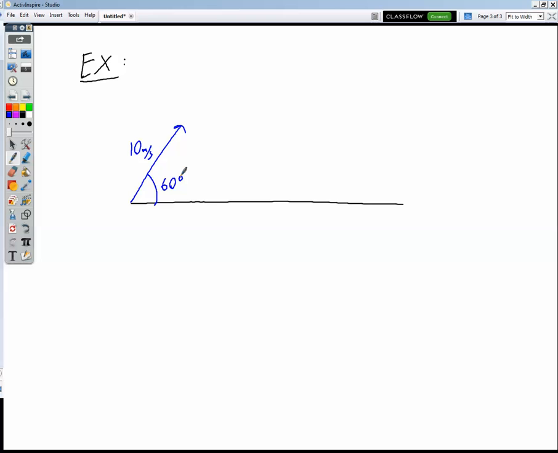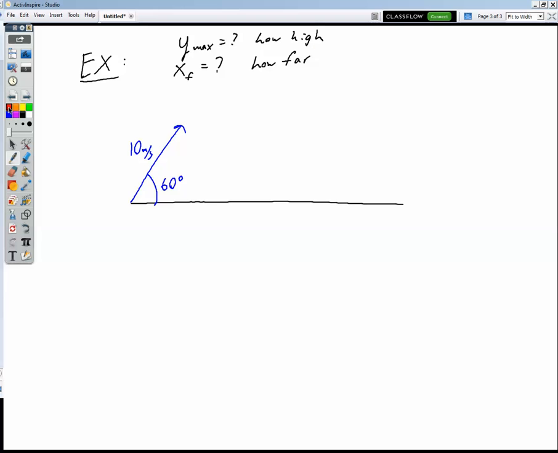So here's our example. We've got a projectile that is launched from the ground at a velocity of 10 meters per second at an angle of 60 degrees above the positive x-axis. So we're going to ask 2 things about this projectile. How high does it go? And we're also going to ask how far. Okay, so y max is how high, and x final is going to be how far. All right? So we've already drawn our picture.